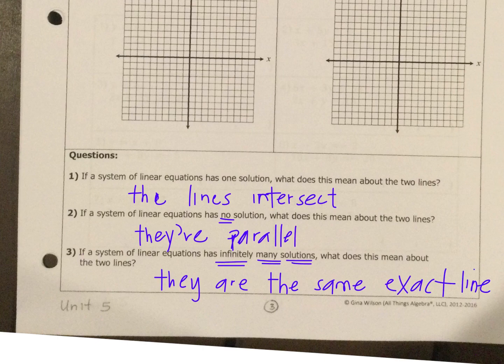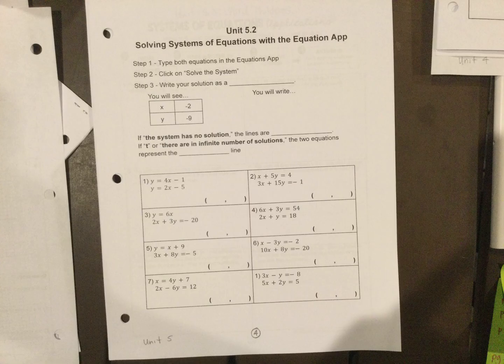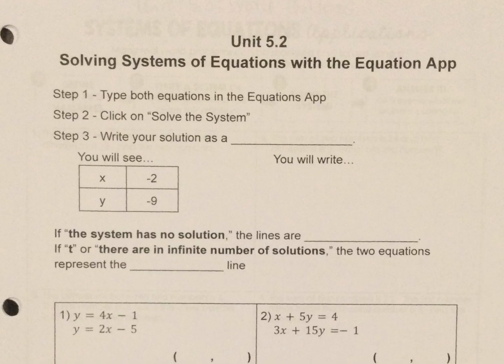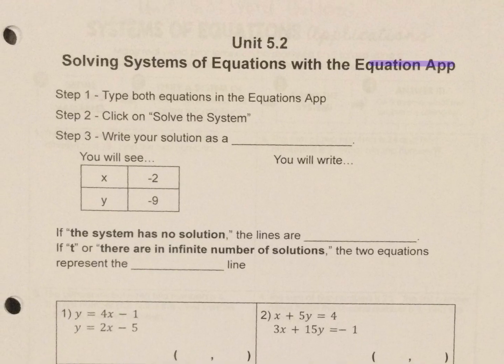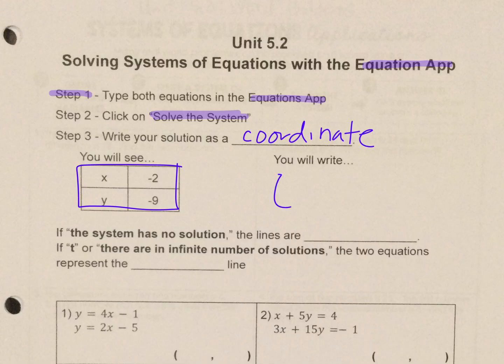Okay, now I've showed you how to do it on the Grapher app. Now I'm going to show you how you do it in the Equations app. So, step 1, type both of the equations in the Equations app. Step 2, click Solve the System. Write the solution as a coordinate. So your answer will look like this on your calculator, but you will write -2, -9.